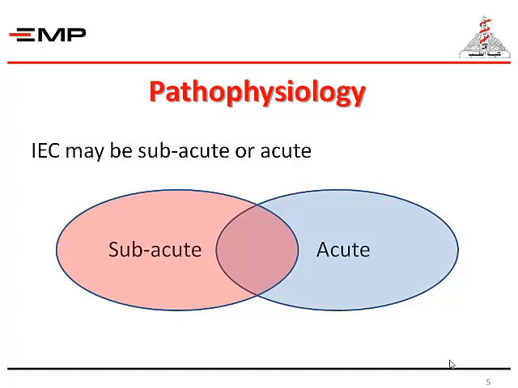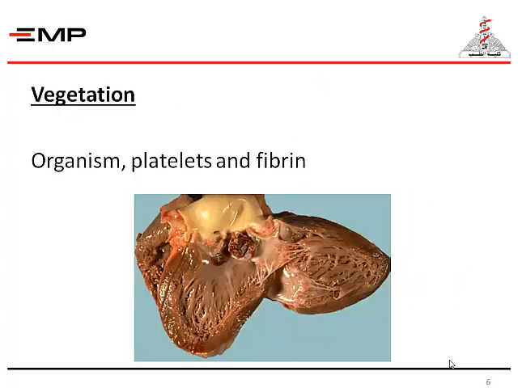Subacute infective endocarditis occurs due to infection by less virulent organisms like streptococci, and it typically occurs at sites of pre-existing endocardial damage, as with diseased cardiac valves and on top of septal defects. The hallmark of infective endocarditis is the vegetation, which is formed of the infective organism, platelets, and fibrin.